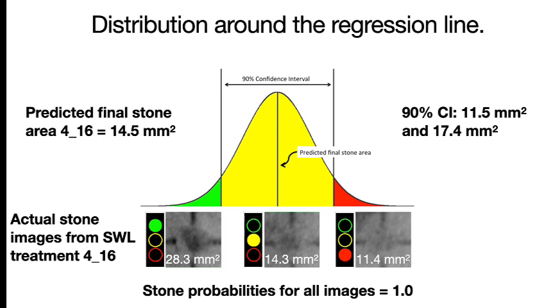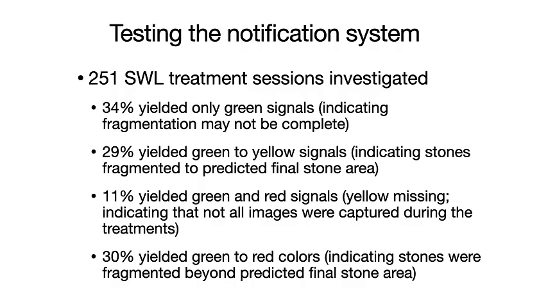You are correct. However, it is important to note that the area estimates are only proxies for stone fragmentation, they are not exact measurements. Now that we have a firm understanding of the notification system, let's test it. The results indicate that not all stones were completely fragmented. 34% yielded only green signals.